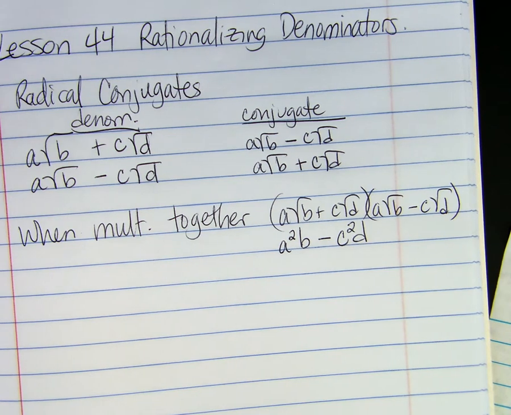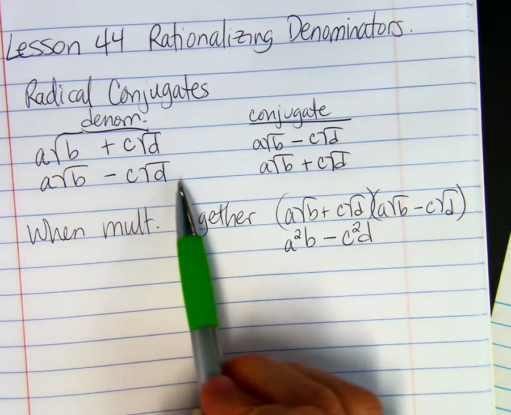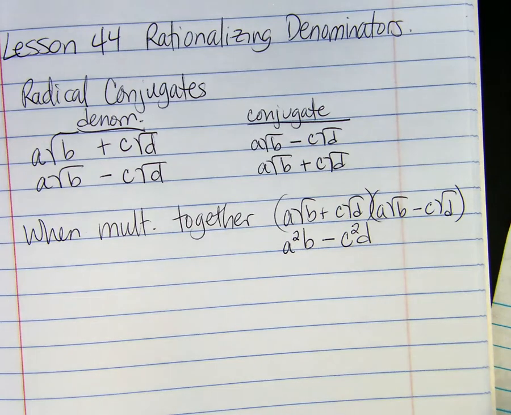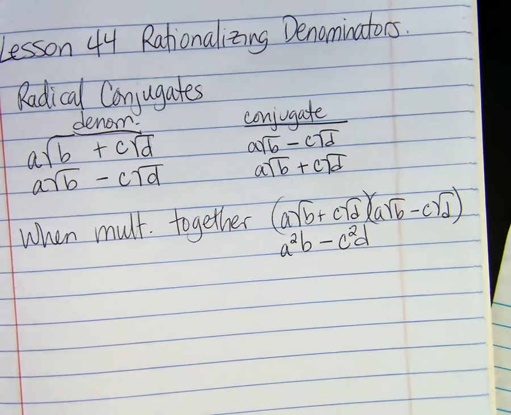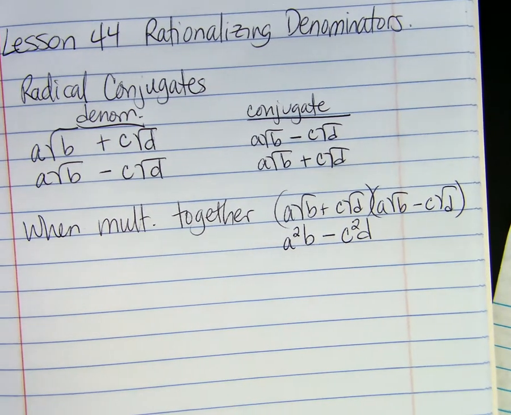So it's okay. You're just doing the difference of two squares. You don't have to have the square root there. You just have to have it in at least one of those terms. Okay, thank you. That makes sense now.